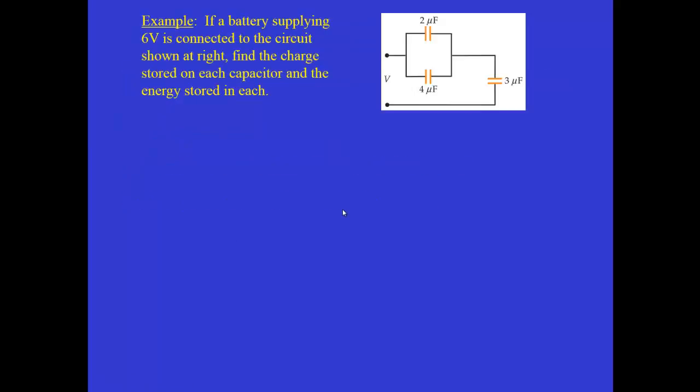Here we've got a circuit that's not too complicated. It's only got 3 capacitors. 2 of them are arranged in parallel, and then the other one is in series with what would be the resulting combination of the first 2. So let's try to figure out what would be the charge stored on each of the 3 capacitors, and if we know that, then what's the energy stored in each capacitor? So what are we going to do first?